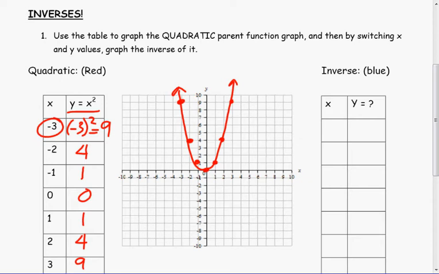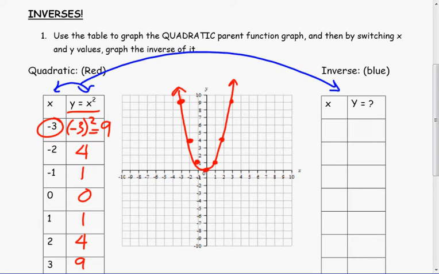Now let's try to switch color pencils and draw what the inverse would look like. If you remember what an inverse is, it's when we switch the x and the y. So we really don't have to do anything in terms of plugging in. We're just going to take the same table and switch the values of x and y in that quadratic to fill in our inverse table for what will become a new function that we'll learn about in this unit.